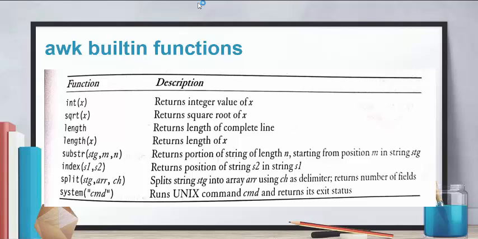Substring provides three different arguments: string, m and n. So it will return the substring of the string, of length n, starting from position m. Then index s1, s2, there are two strings over here, s1 and s2, and it returns the position of that string. Then the split function is used to split a string into an array using some different delimiter, and it will return the number of fields. So these are the main awk built-in functions which are used for different purposes.